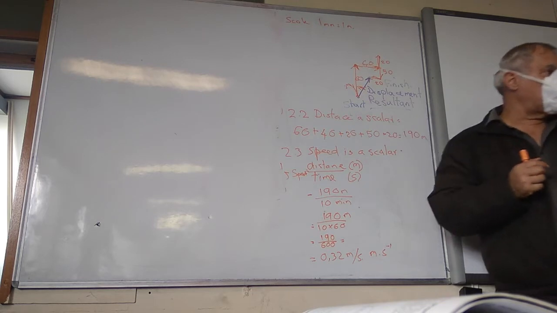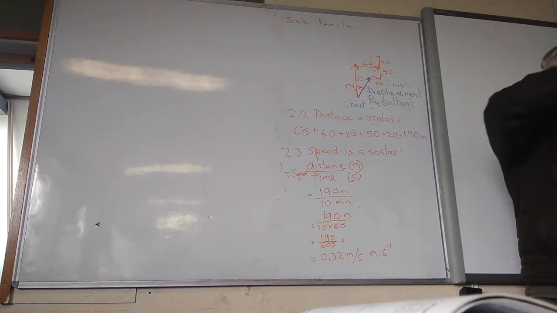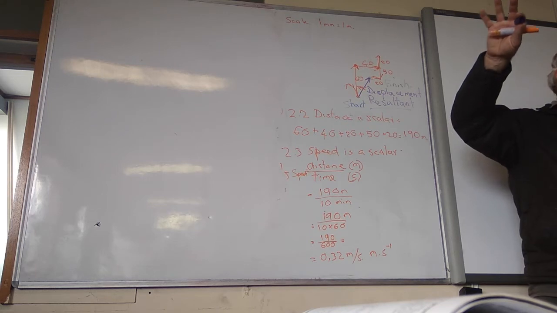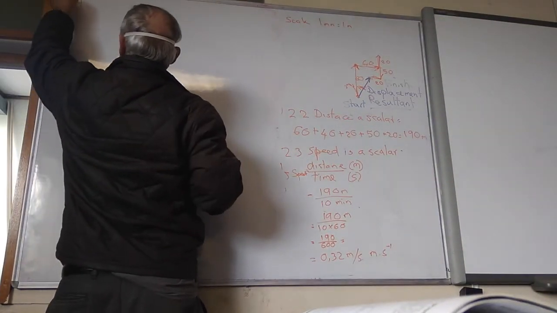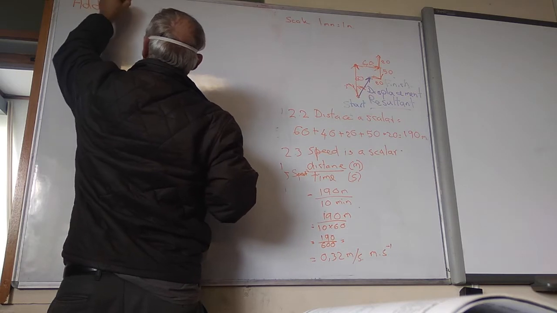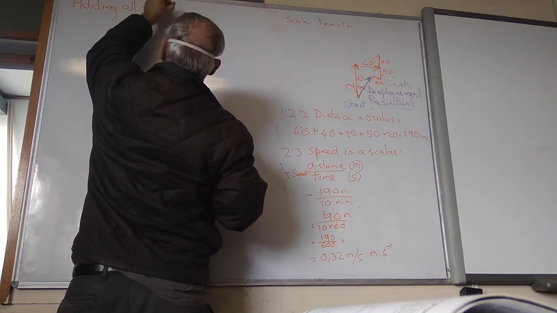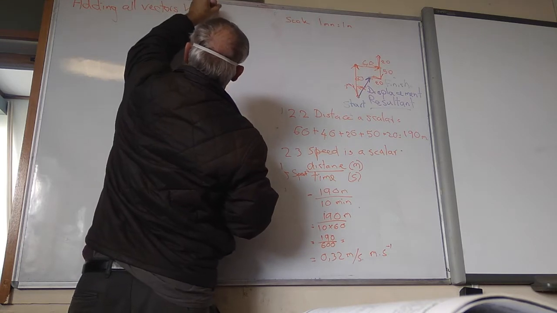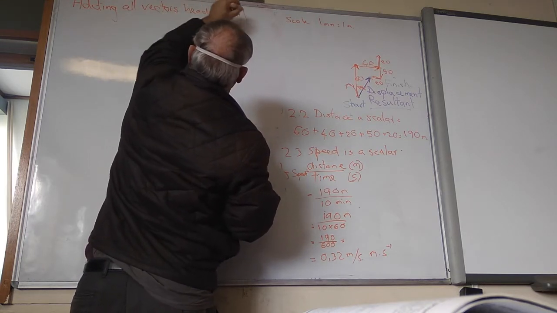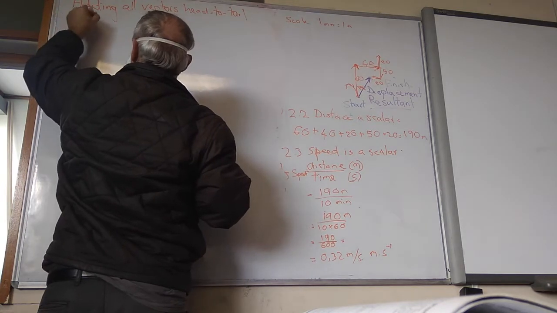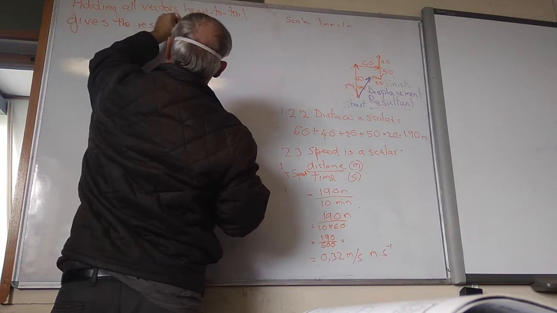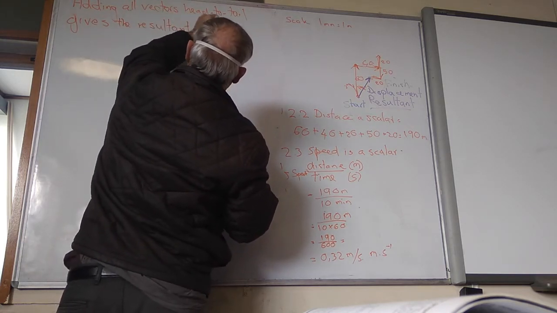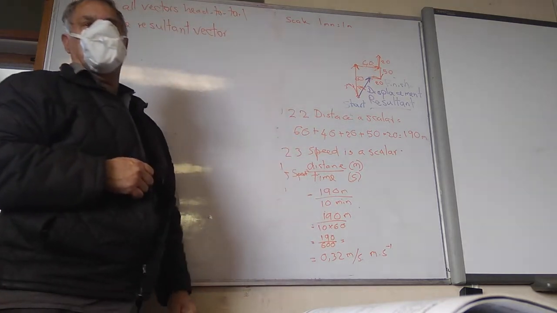So this is a new term to you. If you add all the vectors head to tail, you get the resultant. So let's give a definition of what a resultant is. Adding all vectors head to tail gives the resultant vector, starting at the start and ending at the finish.